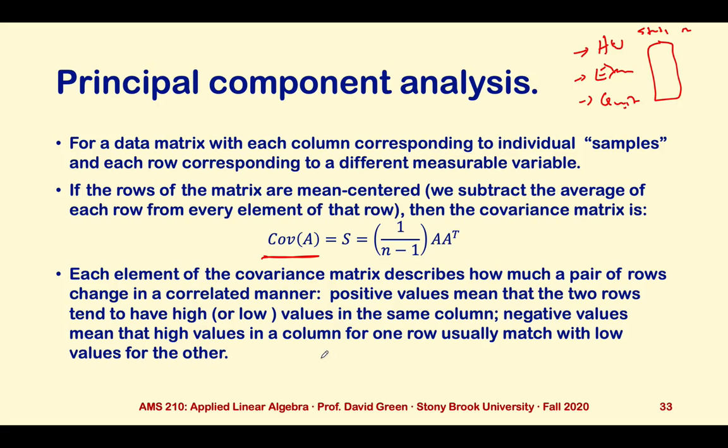And neutral values, values that don't affect one another, have a zero covariance. So things that are randomly varying with respect to each other. We can construct a covariance matrix by multiplying A by A transpose, where we first of all mean center, that is, we subtract the average of each row from every element of the row. We can calculate this without mean centering, but it doesn't mean quite the same thing if we don't center everything at zero.